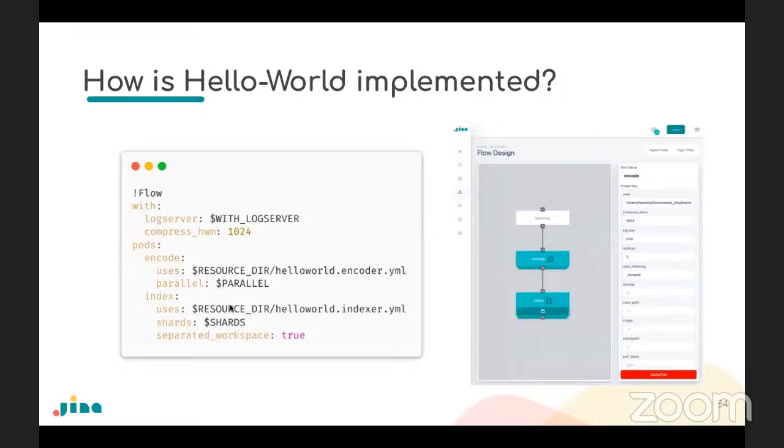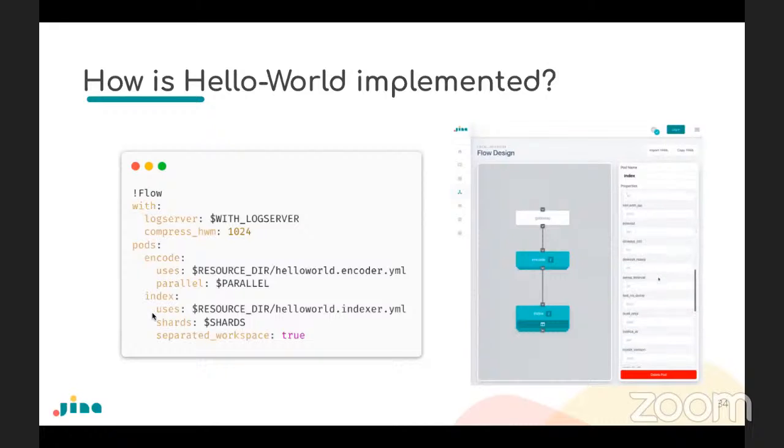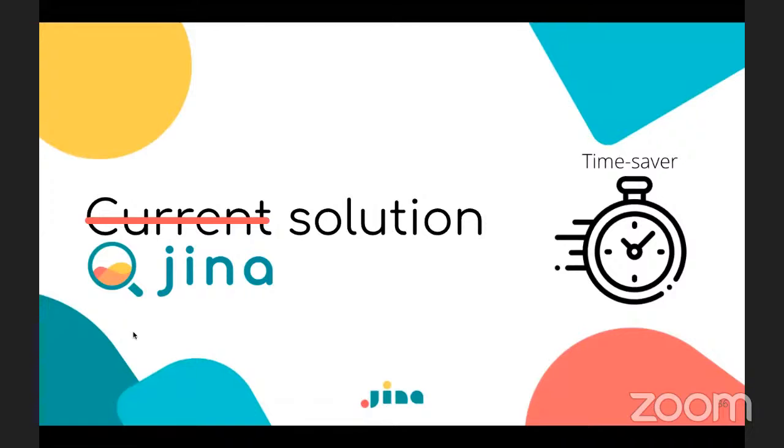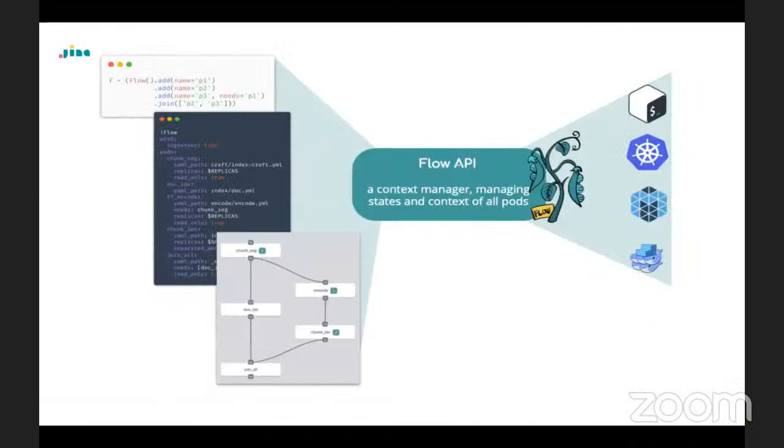So by far, we looked at how the index flow works, where we need at least two pods, which is the encode and the index pod. And we can optimize it further by adding a crafter as the first pod, followed by the encoder and the indexer. In the query flow, we have a ranker as well. And it's also possible to specify polling strategies and reducing strategies, expose ports, allow requests using this. So yeah, this summarizes the Flow API. Flow API is basically a context manager that manages states and context for all pods using three different ways, either a Python snippet or a YAML file or a dashboard.